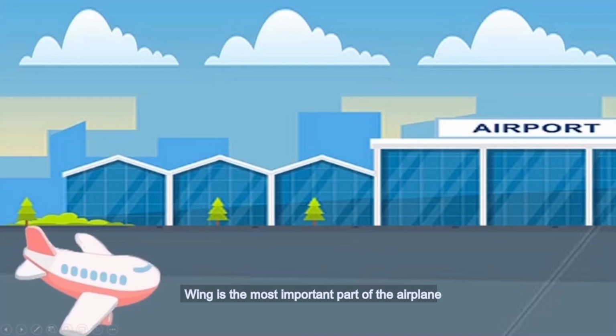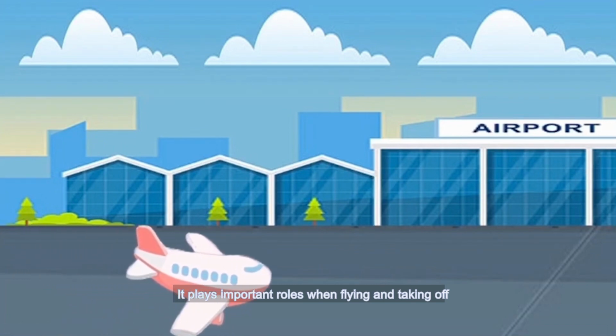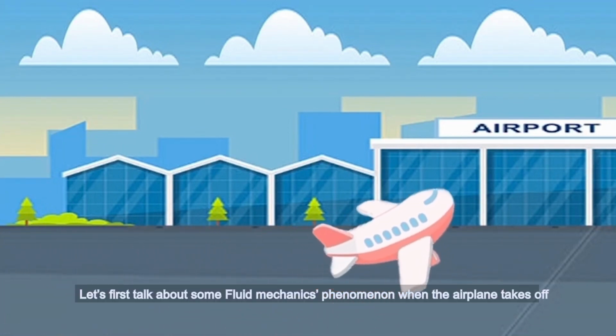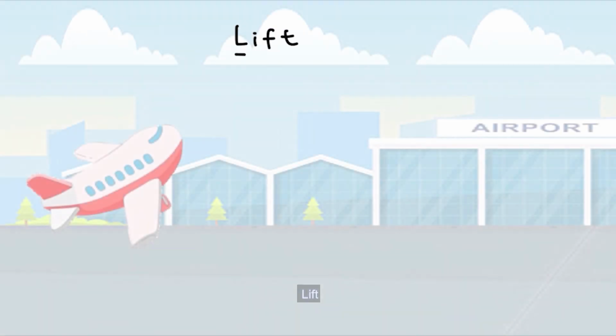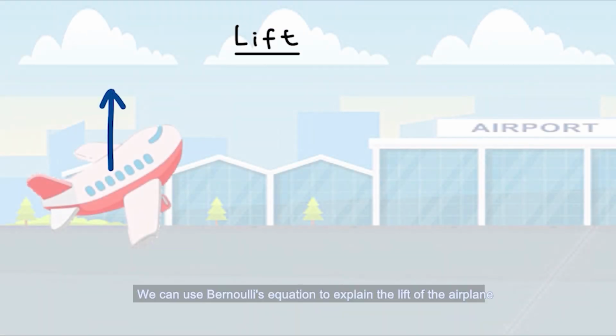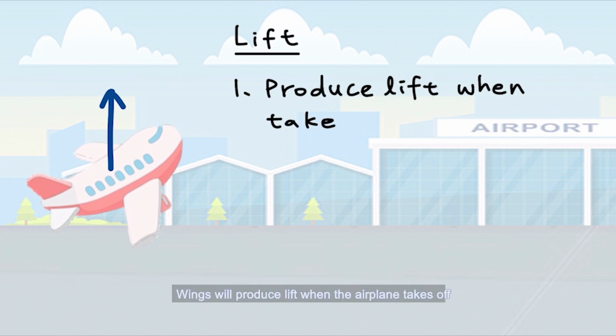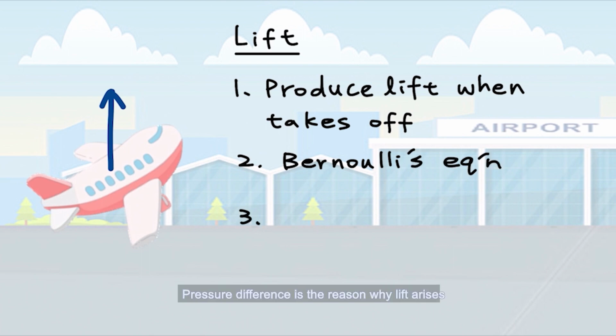Thank you. Wind is the most important part of the airplane. It plays important roles when flying and taking off. Let's first talk about some fluid mechanics phenomena when the airplane takes off. Lift. We can use Bernoulli's equation to explain the lift of the airplane. Winds will produce lift when the airplane takes off. Pressure difference is the reason why lift arises.